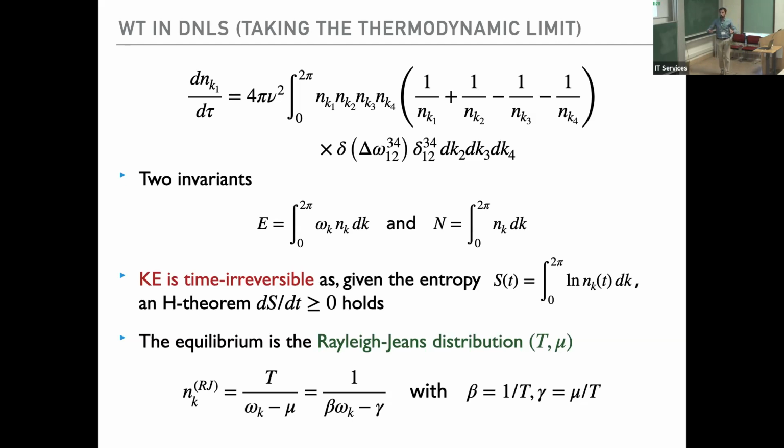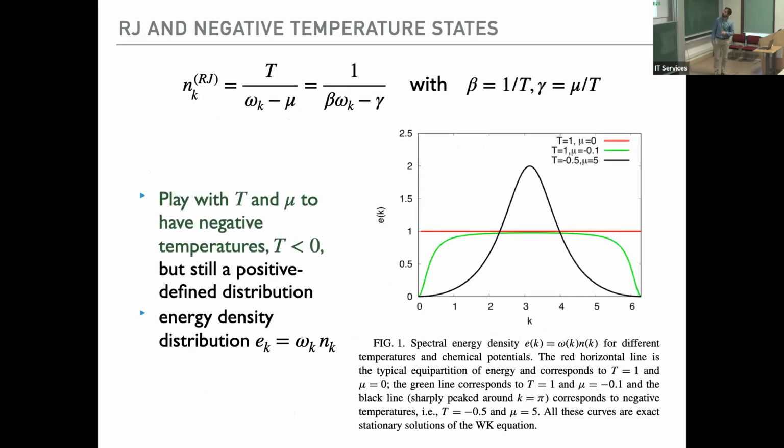So let's suppose that, for example, we just have a closed system. We start with some initial condition. We let the system evolve. Then, if this kinetic equation is applicable, what we expect is that at some long time behavior, the system will reach this equilibrium given by the Rayleigh-Jeans distribution. But what is nice from this is that if this is the final equilibrium, we can play with the temperature and chemical potential of the system.